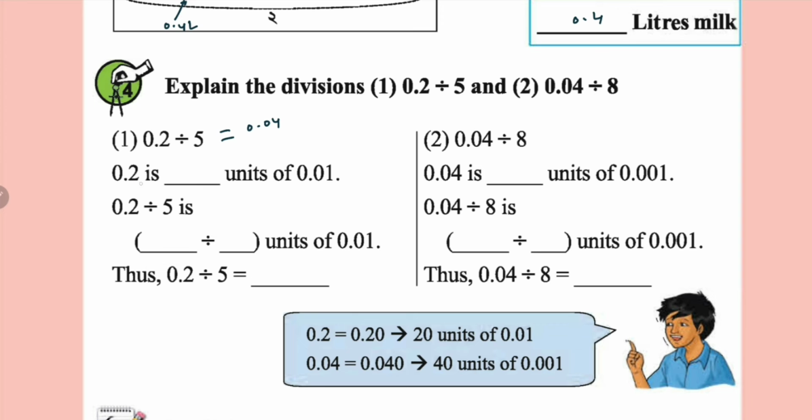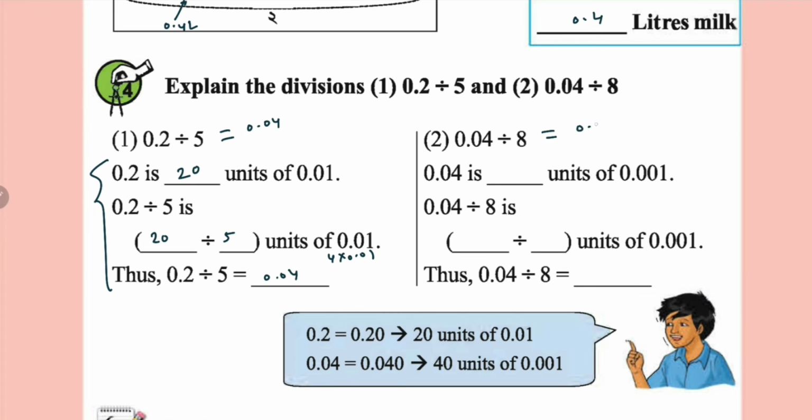Okay, or otherwise if you have a confusion with this method, go by this method. 0.2 is 20 units of 0.01, 20 by 5 units of 0.01, 20 by 5 is 4, 4 into 0.01, nothing but 0.04. Okay.